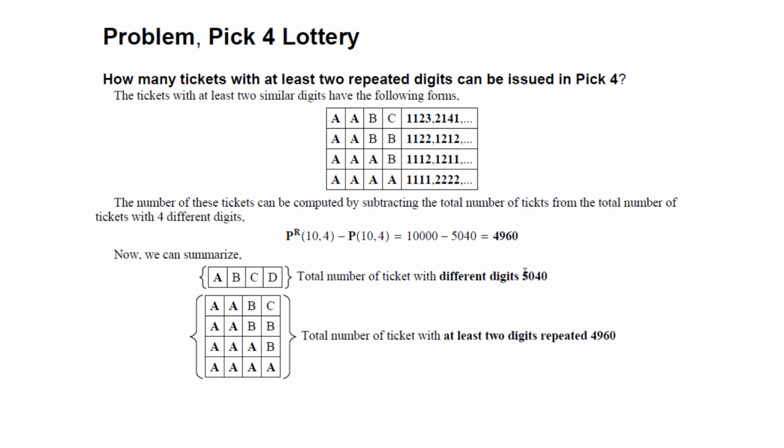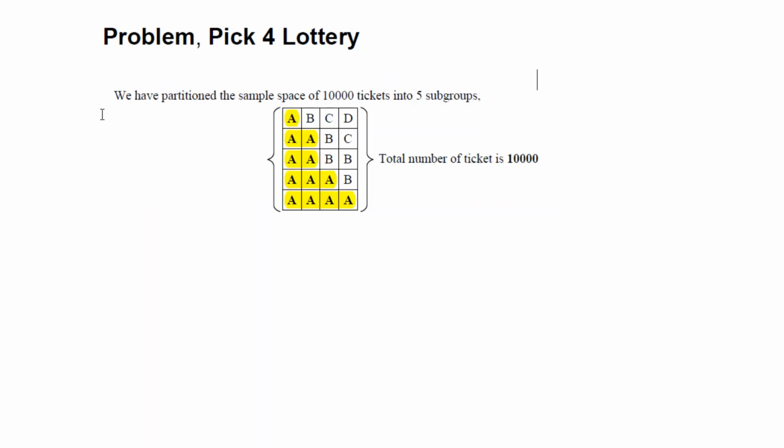And now we can summarize the result as follows. We have 5,040 tickets with different digits, and we have 4,960 tickets with at least 2 similar digits, and these are all the tickets. Their sum is 10,000. From the previous question, we noticed that we have partitioned the sample space of 10,000 tickets into 5 subgroups.